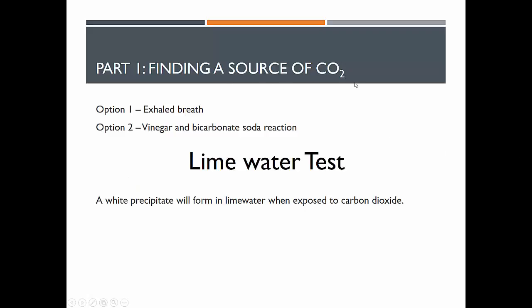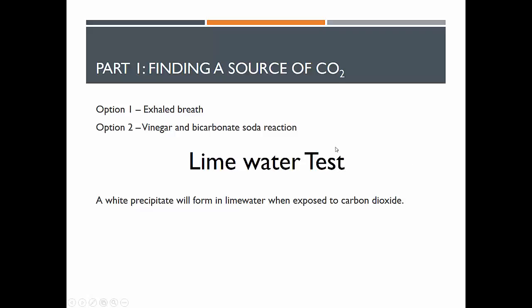Firstly, in order to do this experiment we need to find a source of carbon dioxide. You and I are probably very familiar with the idea that we exhale carbon dioxide, which gives us a ready supply of it. But we can also get carbon dioxide from a reaction with vinegar and bicarbonate soda. And we're going to put these sources of carbon dioxide through the lime water test, just to verify that we do have carbon dioxide there.